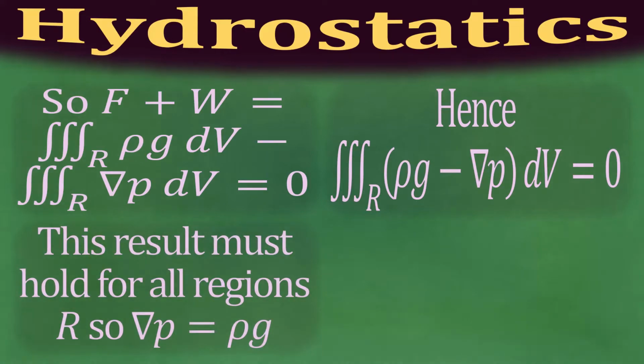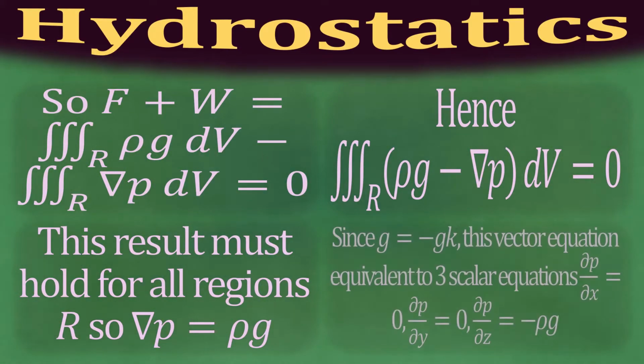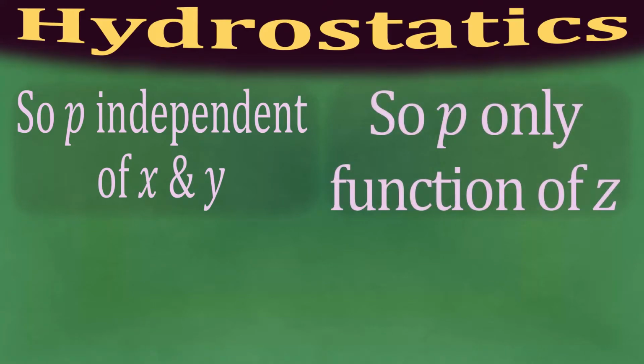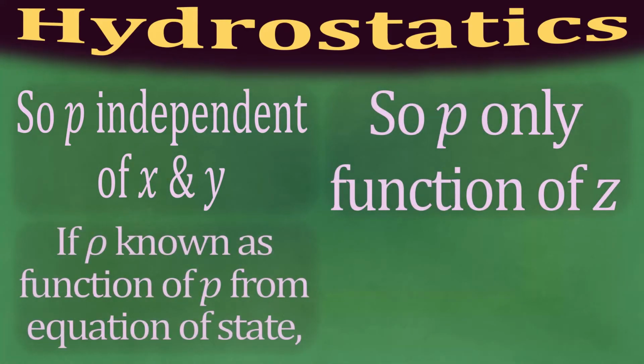Since g is equal to minus gk, this vector equation is equivalent to three scalar equations. The partial derivative of P with respect to x is equal to 0, the partial derivative of P with respect to y is equal to 0, and the partial derivative of P with respect to z is equal to minus ρg. So P is independent of x and y, and thus P can only be a function of z. Thus, if ρ is known as a function of P from the equation of state, then P can be found as a function of z.